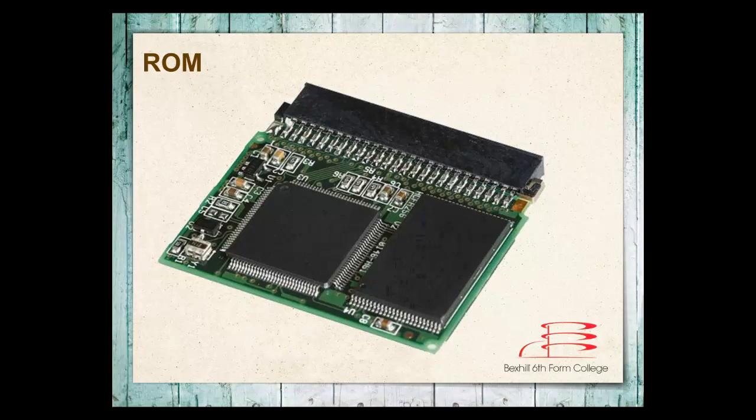The other type of memory is ROM. ROM is short for read-only memory. With this type of memory, the instructions and data that it holds are sent to it during production. So when that chip is being produced, they will burn the data into that ROM and it will remain in there. You cannot then overwrite it. You cannot then change it.